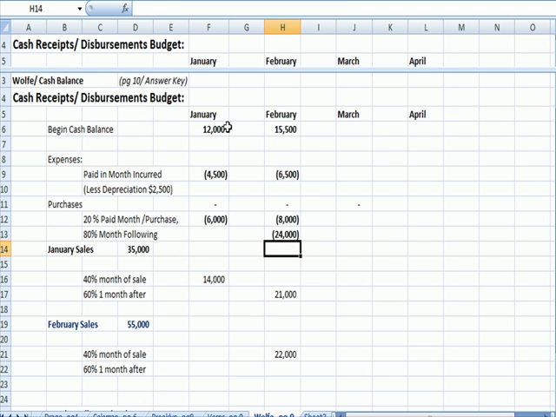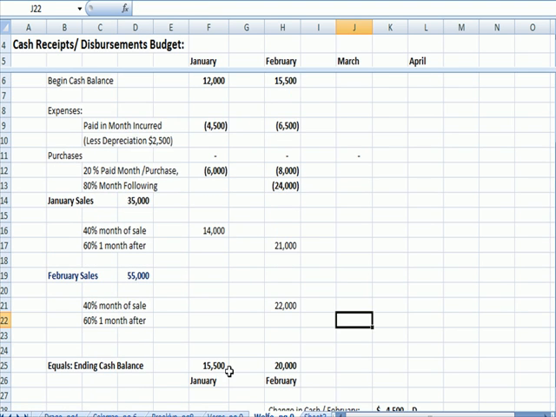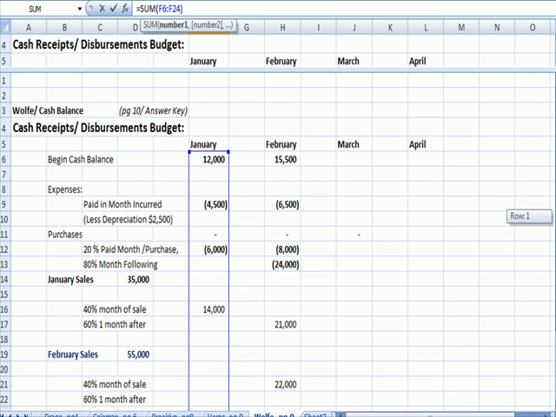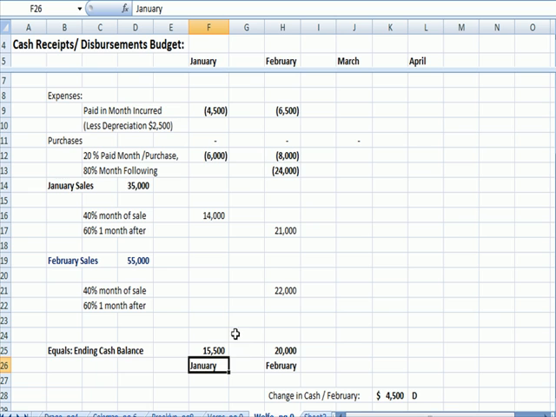Moving down a little bit, February sales totaling 55,000. 40% of that, 22,000, collected in February. The remaining 60% is collected in March or later. That's not part of our analysis. Now, let's look at the summation column. We have a beginning cash balance that we're given. We have the ins and outs for cash, and we get an ending cash balance in January of 15,500.